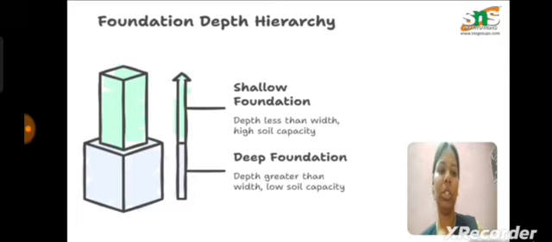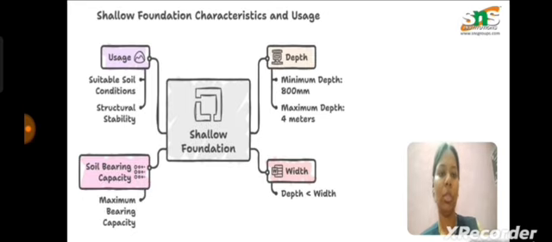Next one, foundation hierarchy. The foundation is divided into two types, that is shallow foundation and deep foundation. In a shallow foundation the depth is less than the width. In a deep foundation the depth is greater than the width. In a shallow foundation the soil capacity will be high. When compared to the deep foundation, the soil capacity will be low. Next one, the shallow foundation characteristics and usages.